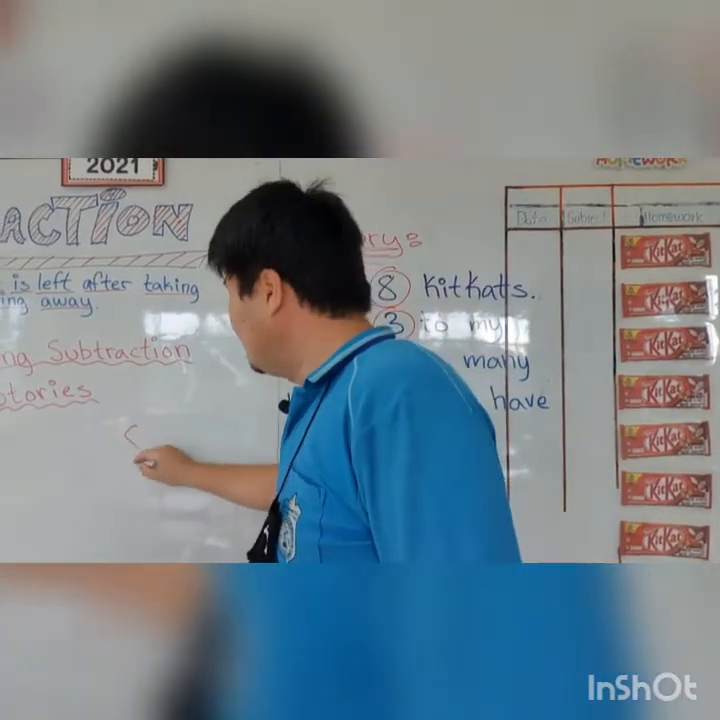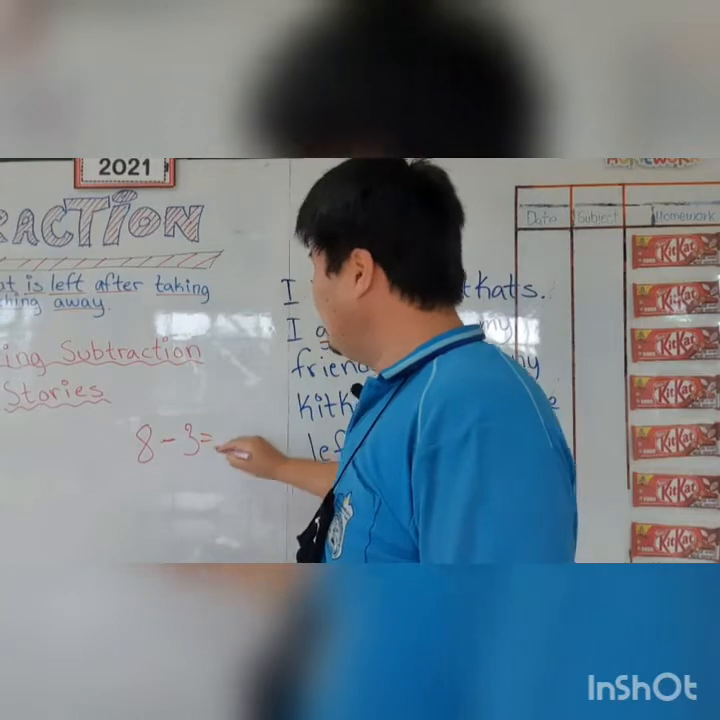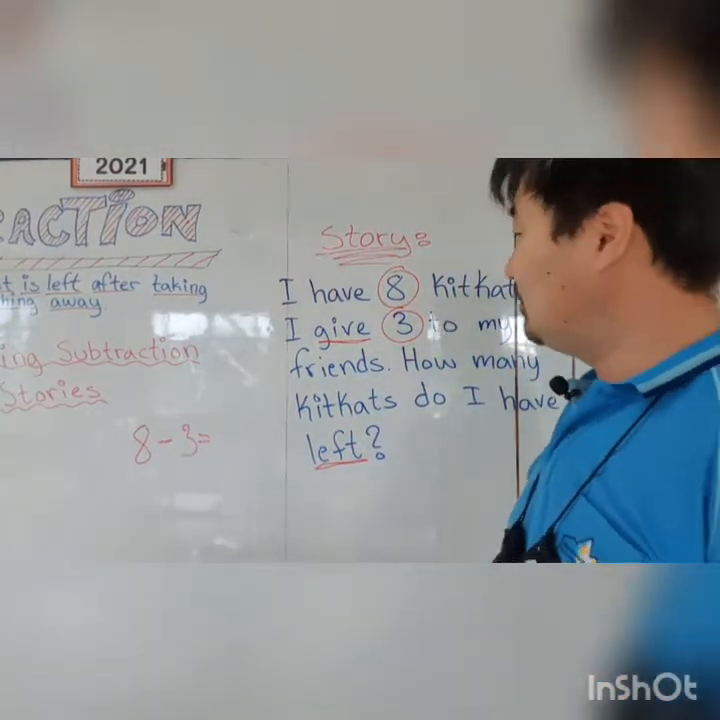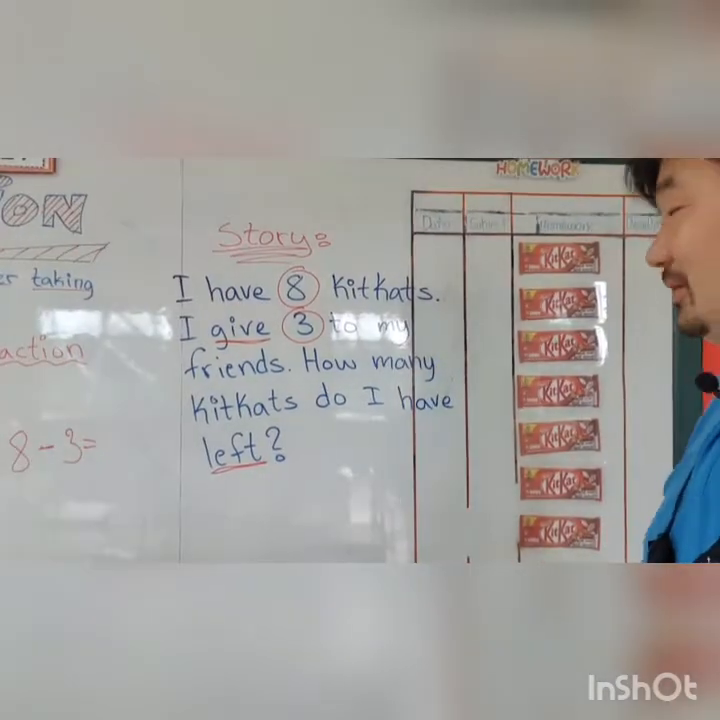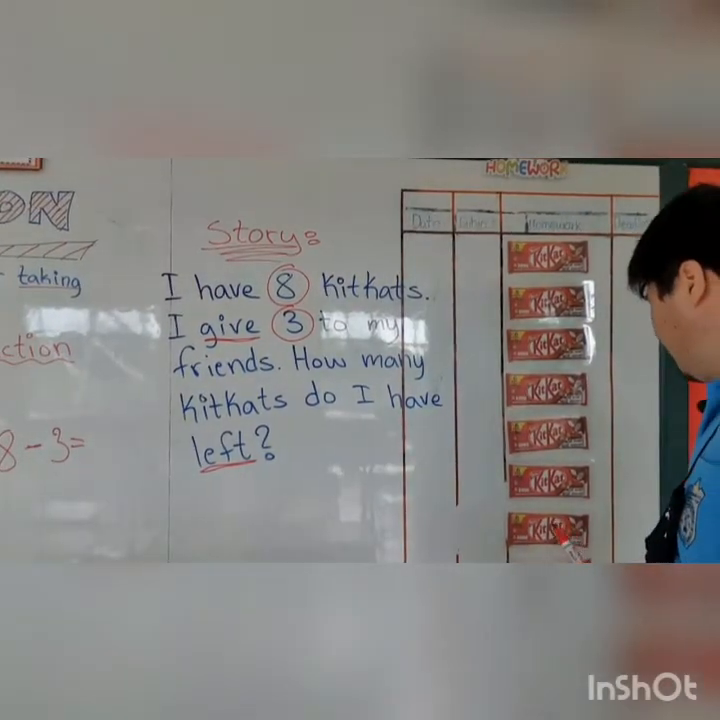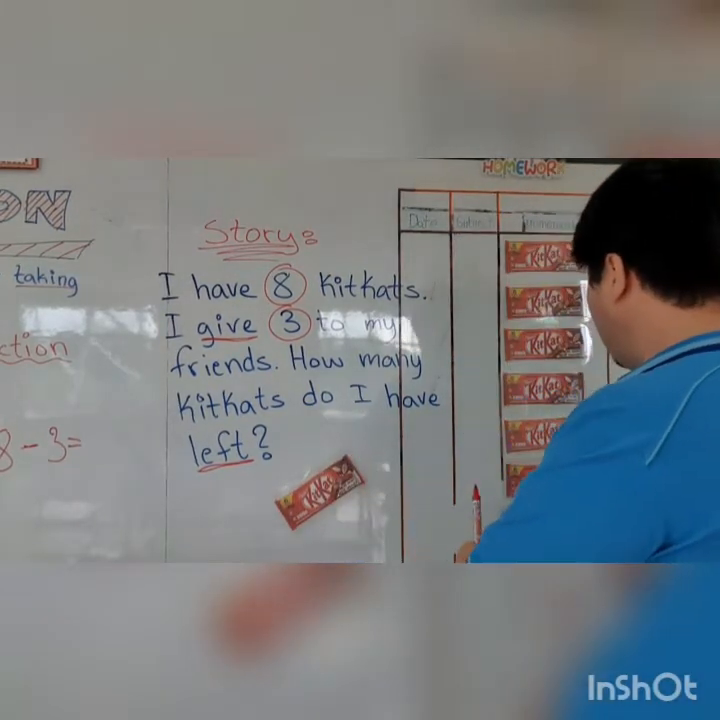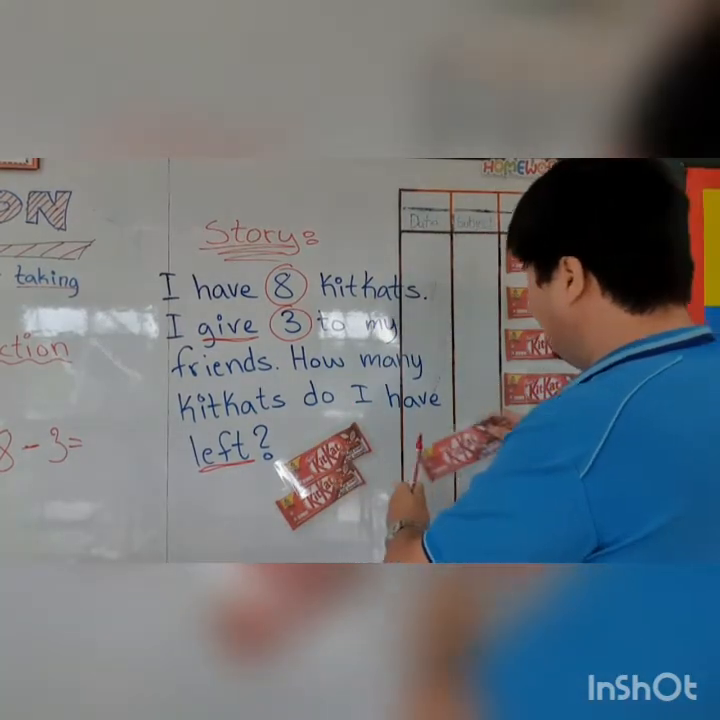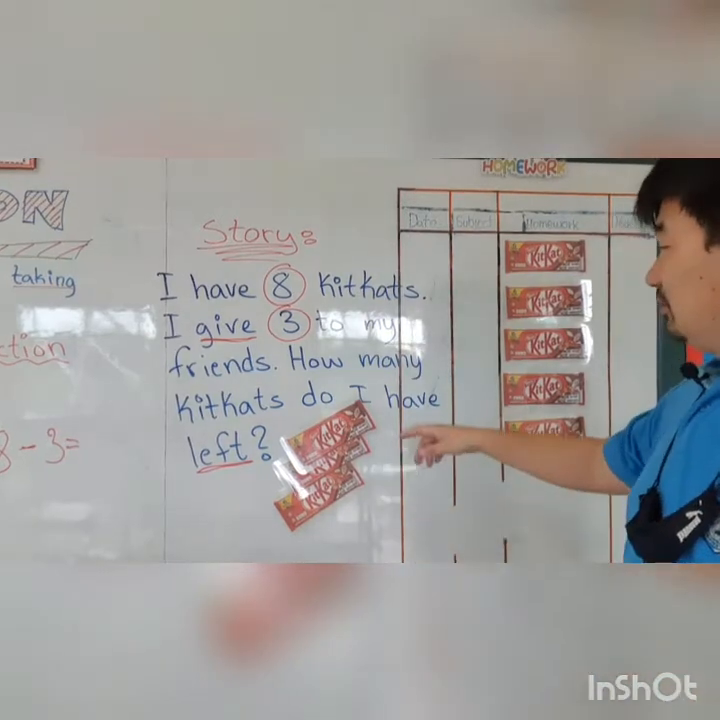So 8 minus 3 equals, okay, do you know 8 minus 3? Let's count with numbers here. So you take away the 3 Kit Kats that you have given to your friends. So these are the 3 Kit Kats that you have given to your friends.